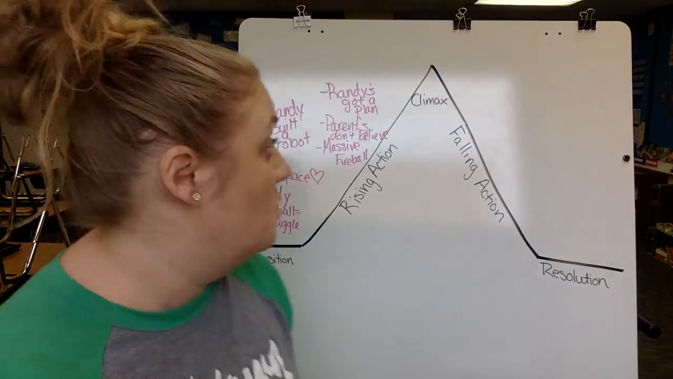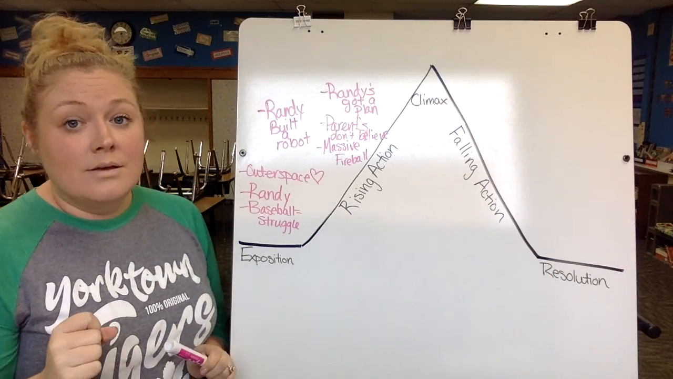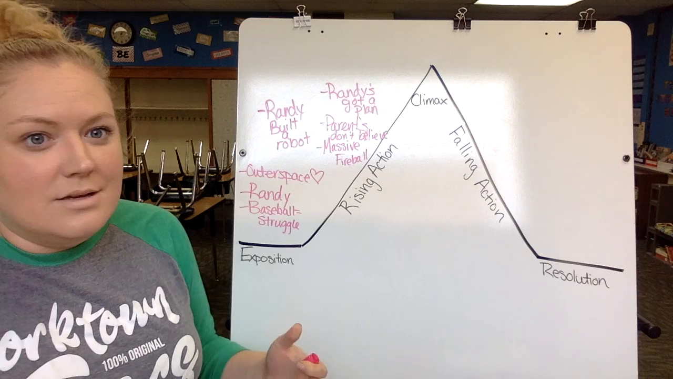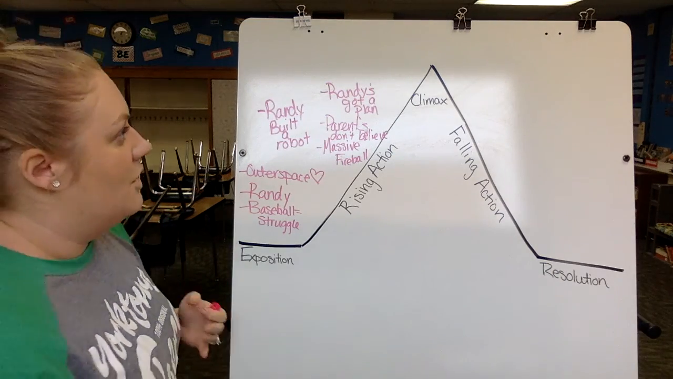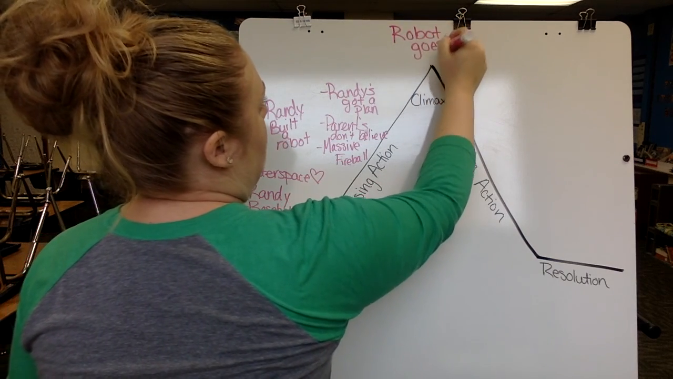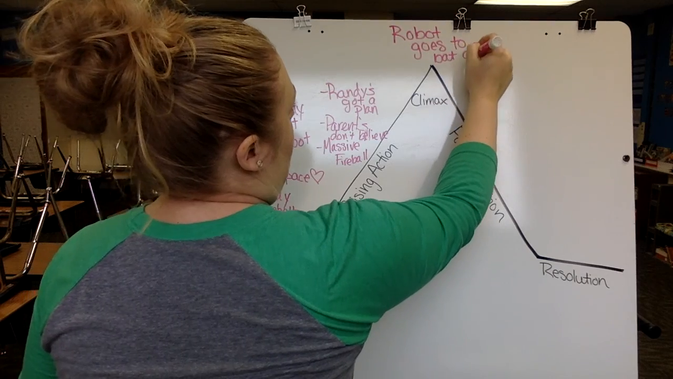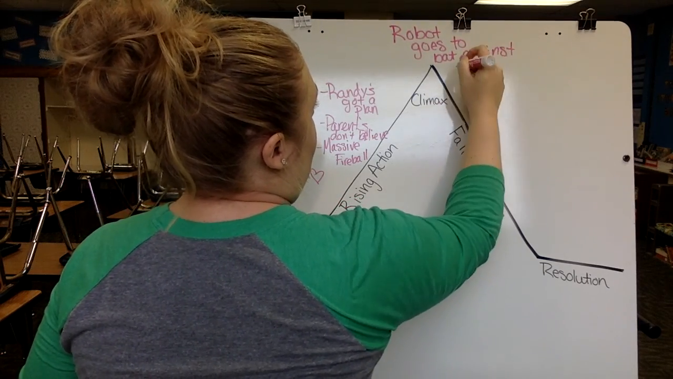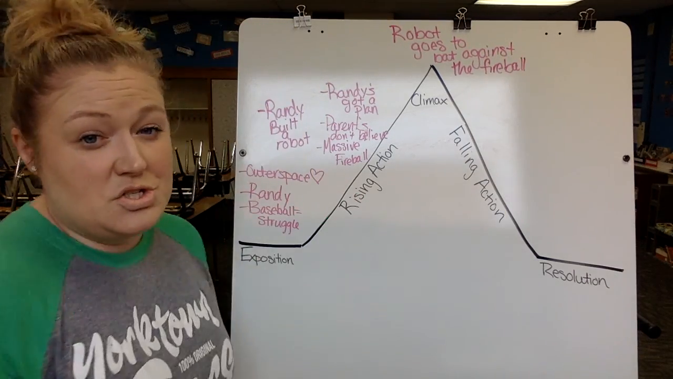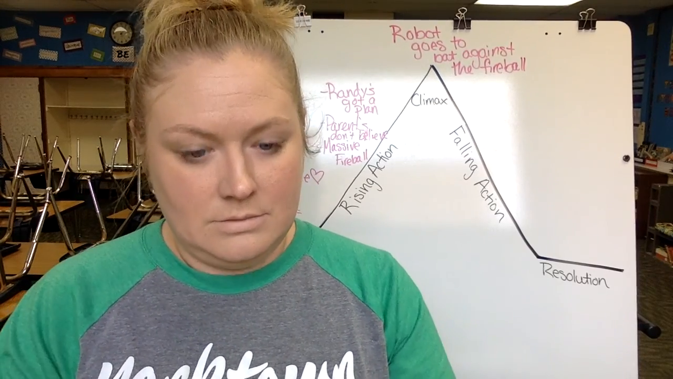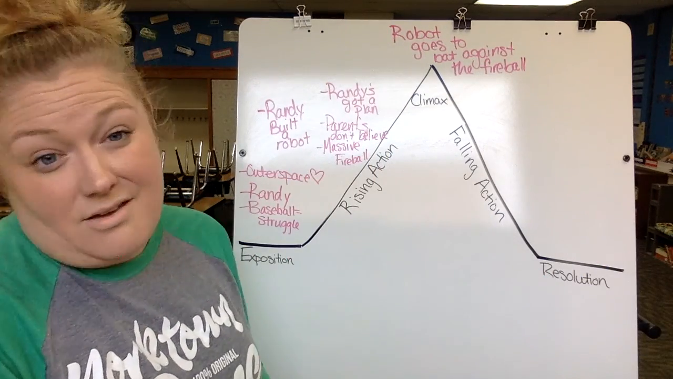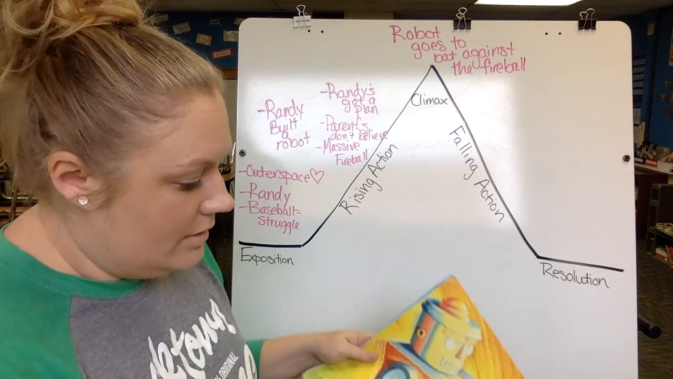What is getting ready to happen? What's the big moment in this story? Quentin, what do you think? Yeah, he's built this robot to knock the fireball out like a baseball, right? So, robot goes to bat against the fireball. Ooh. Do we have faith in Randy that he's going to be able to do this? I mean, he doesn't have a very good track record. We're hoping, right? Let's see.